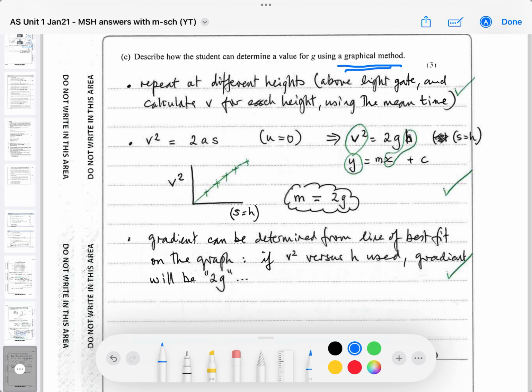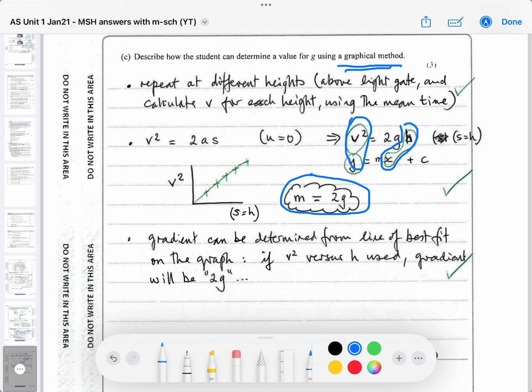Okay, so if we put the v squared on the y-axis, yeah? So we put the v squared on the y-axis, and we put the height on the x-axis, like I've shown you, then the gradient will be what's left in front of the h, so the gradient will be equal to 2g, okay? So that's your second mark. And the third mark is explaining that the gravity can be calculated from the line of best fit on the graph. If v squared against h is used, the gradient will be 2g, okay?